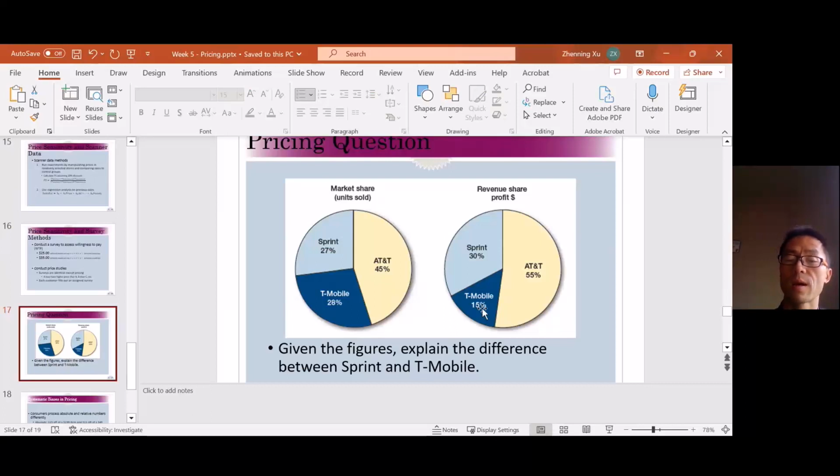So what's going on in these two graphs, right? I'm going to pause for maybe 5 seconds. Now think about this question: what kind of conclusions can you draw by looking at these two graphs?